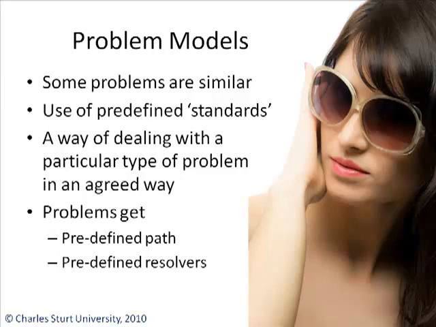Problems then get a predefined path and also predefined resolvers. For example, the hardware problems go to the technical management teams, whereas the application problems go to the application teams. So we've got the right people trying to resolve the right problems. Of course, if you can use tools and automation to support your troubleshooting approach and techniques, please do so, because it will make your processes more efficient and effective. So problem models are how you deal with certain types of problems in a consistent, repeatable way.